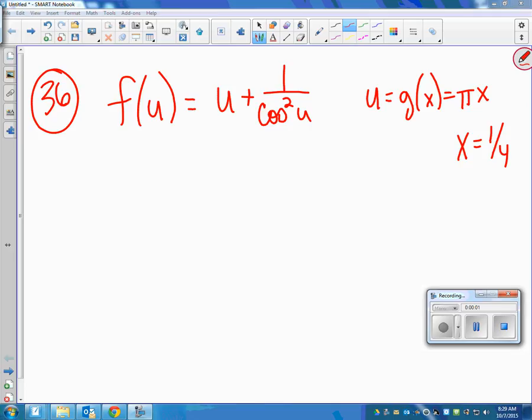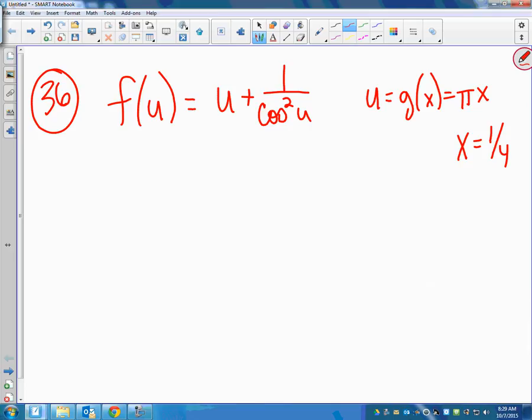When it's set up like this, they're setting it up because they want you to do the u substitution. They want you to realize to take the derivative of this. If you realize you can just take the derivative of this and then multiply by u prime, then you can get the derivative using the chain rule. What else could you do?